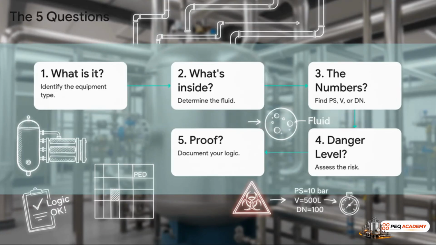Just 5 straightforward questions. Number 1, what is it? 2, what's inside of it? 3, what are the numbers? Pressure, volume, that kind of thing. 4, how dangerous is this thing really? And finally, the big one, number 5, who has to sign off on it? That's the proof. Let's break them all down.